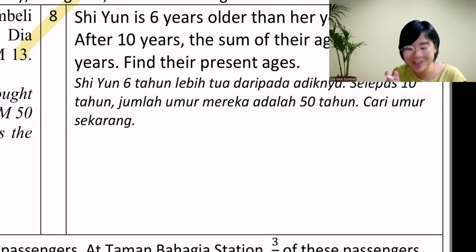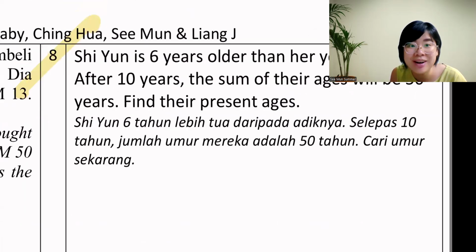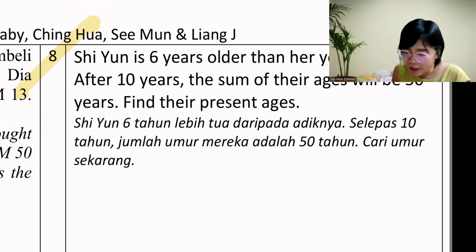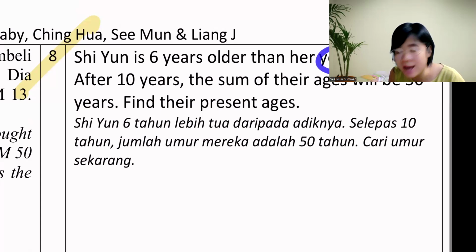Okay, are you okay? That's right. Shi Yun is 6 years older than her younger sister. And then after 10 years, the sum of their ages will be 50. You can see that she is 6 years older than her younger sister, but they didn't tell you what the age of the younger sister is, correct?